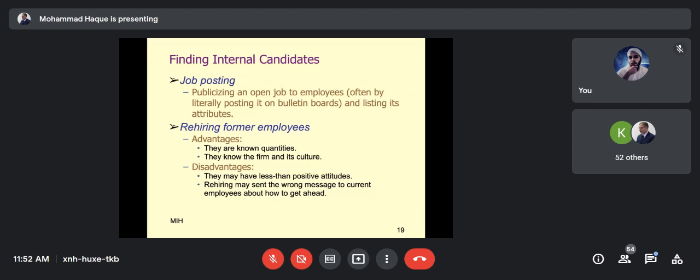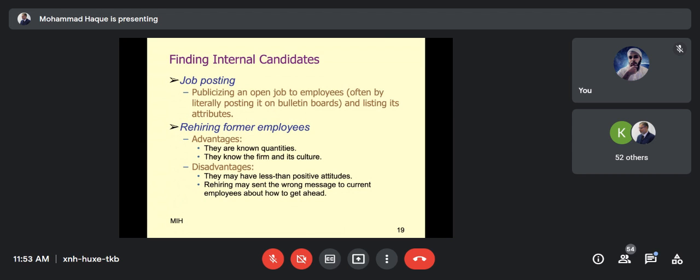They will be found through a job posting, that is publicizing an open job to employee, often by posting it on bulletin boards and listing its attributes, and rehiring former employees are also there. Rehiring of former employees who have been made redundant on a temporary layoff is there. You can hire them back. But there are advantages and disadvantages of that.